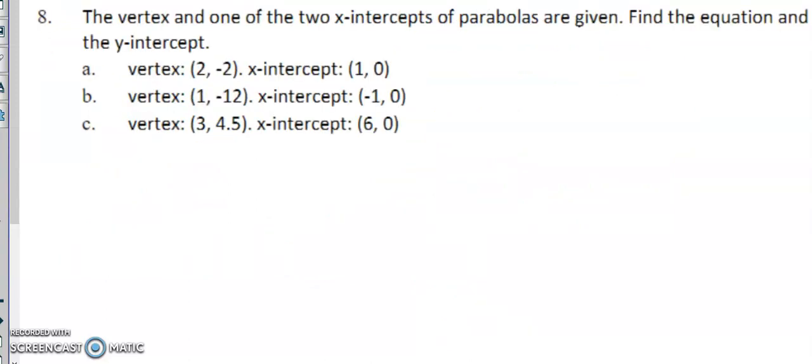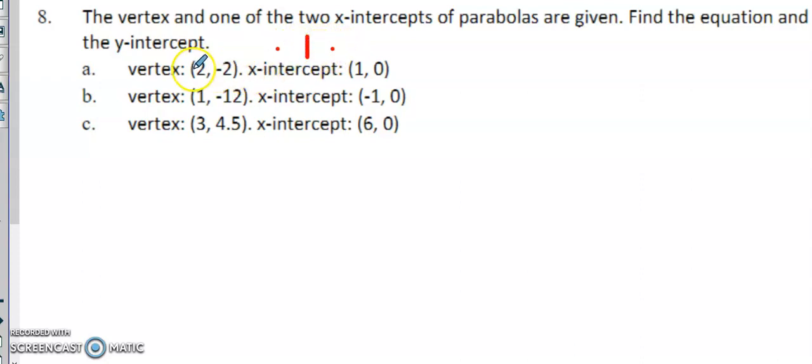So in problem number 8, they're asking you, given the vertex and one of the x-intercepts, to write the equation. So you have two choices here. You could find the other x-intercept since you already know the vertex. The vertex is exactly between the two x-intercepts.